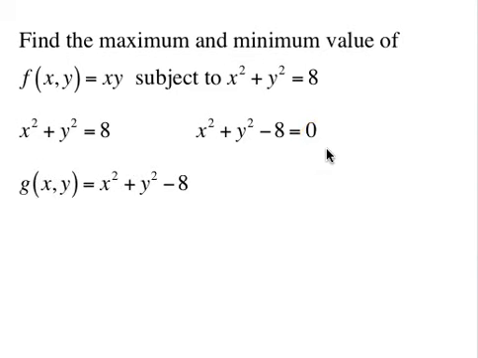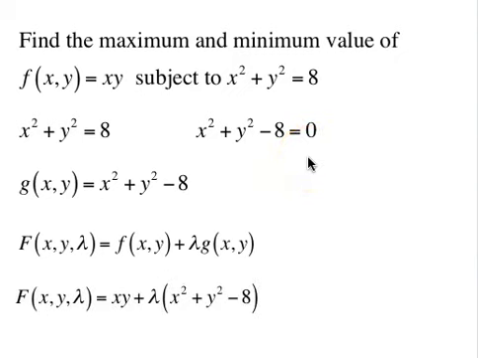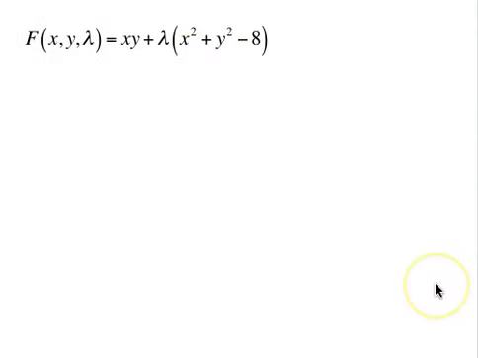So g of xy will be x squared plus y squared minus 8. Then we construct that function capital F, which is little f plus lambda times little g. Little f is here, xy, plus lambda times little g, lambda times x squared plus y squared minus 8. Distributing the lambda, lambda x squared plus lambda y squared minus 8 lambda.